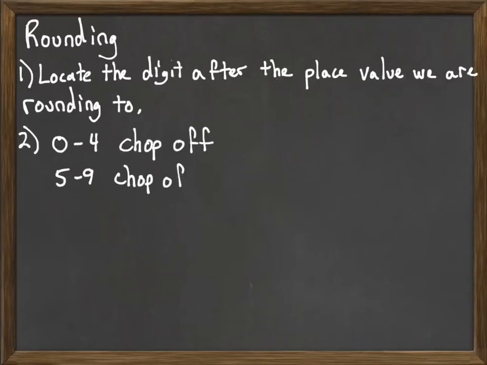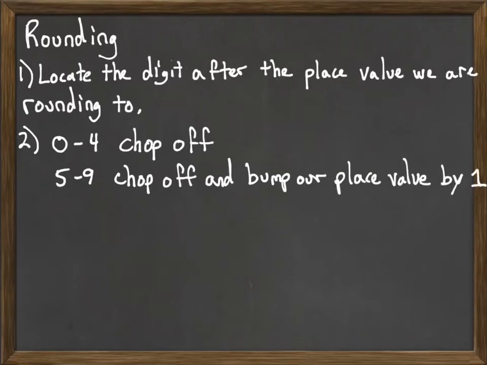The digit that follows, is it a 0 to 4? Then we just completely chop everything off. If the digit that follows the place value we're rounding to is a 5 through 9, then we're still going to chop it off, but then we're going to bump our place value by 1.